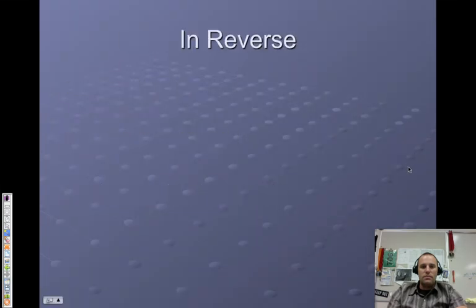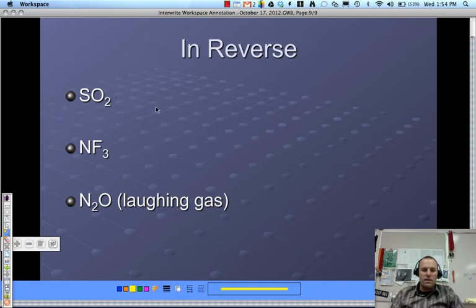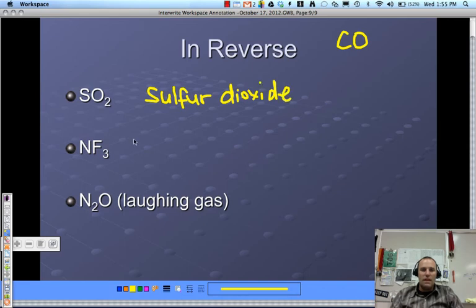Okay, let's work in reverse. Again, you just use the prefixes to say how many of each. S, how many are there? 1, so do we say monosulfur? No, because it's the first element, so you just say sulfur. If it had been the second element and there was only one of them, then yes, you use mono. For example, CO is carbon monoxide. So sulfur, and then how do you say 2 oxygens? Dioxide. Change the ending to IDE.